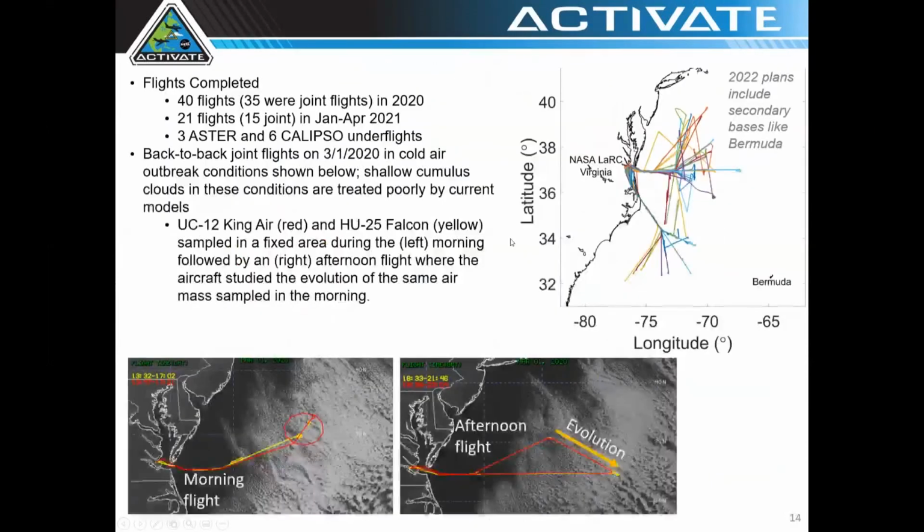So now I'll talk about just where we're at in terms of our flight status before I get to the modeling part of the talk. So in our first year of flights, which was 2020, we did 40 total flights, 35 of which were joint. So that means on 5 of those flights, the King Air had a maintenance issue that needed to be addressed. So our goal each year is 50 flights.